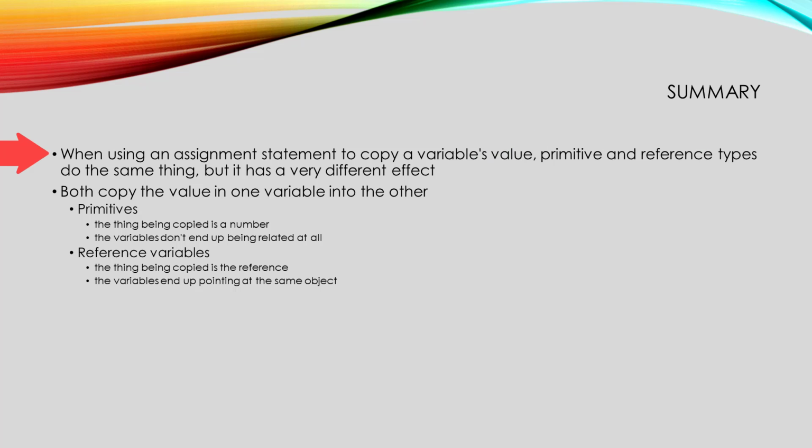When we use an assignment statement to copy a variable's value, it copies the value in the area that the compiler allocated at the declaration of the variable. So, for primitive types, it's copying the value in the variable, and the variables don't end up connected in any way. But for reference variables, it's copying the reference, so the two variables end up pointing at the same object. Now they are connected. When one changes that object, the other sees those changes.